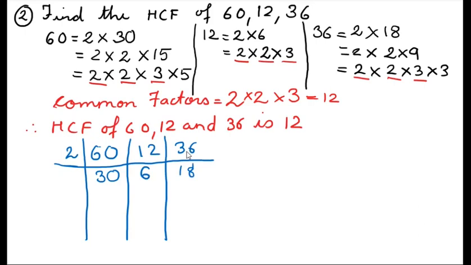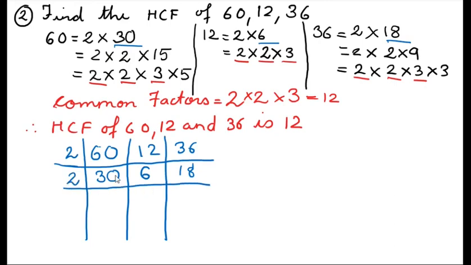See here, did we get this same 30, 6 and 18? Yes. Now we will search for these numbers with the first prime number, that is 2. Here we have 0, here we have 6 and here we have 8 at the units place. 0, 6 and 8 are divisible by 2. Thus, all three numbers are divisible by 2.